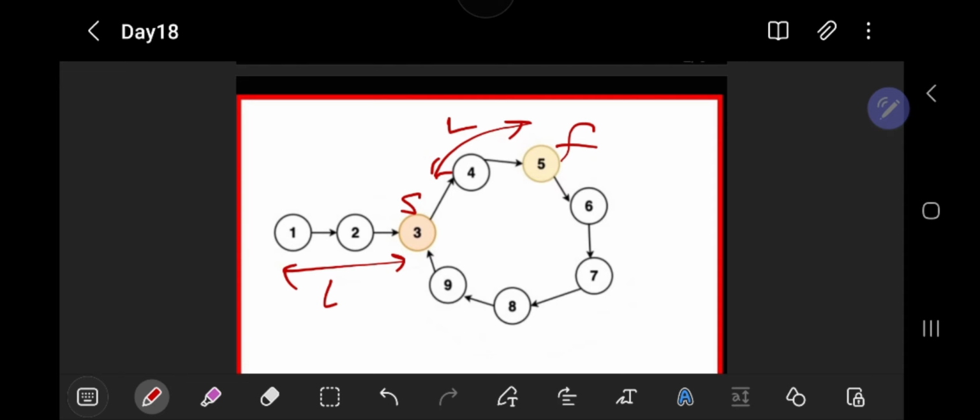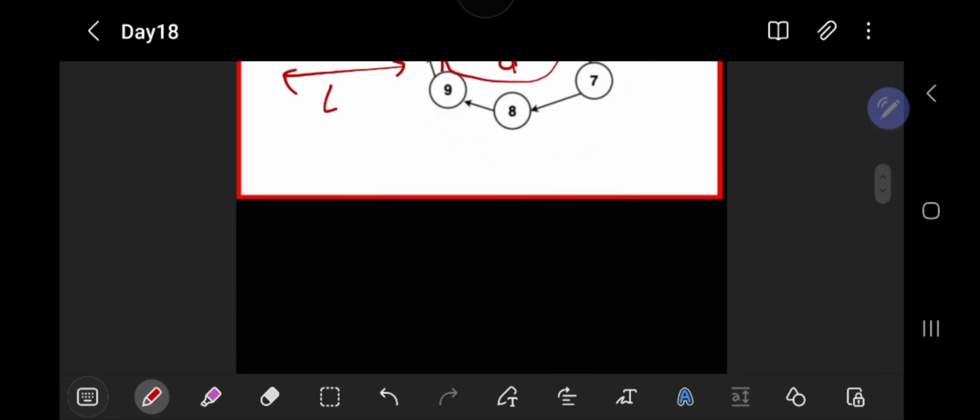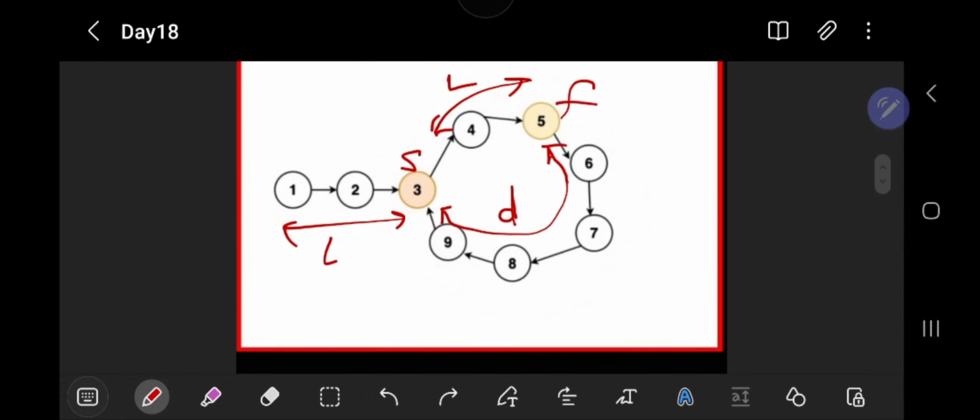If this is L, let's call this D, the distance between the fast node and the slow node. So what is the entire length of the loop? L plus D. Am I right? For now, the length of the loop will be L plus D because we are covering every node and the length is L plus D.